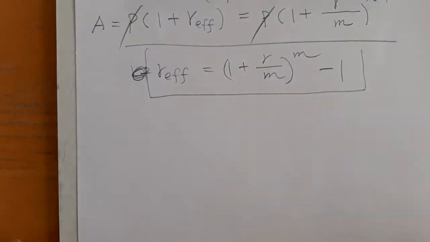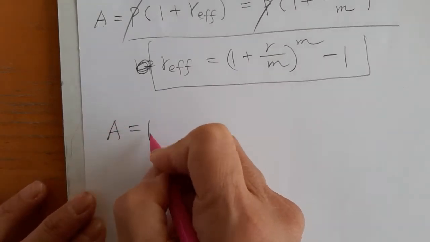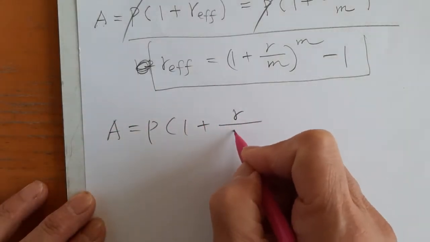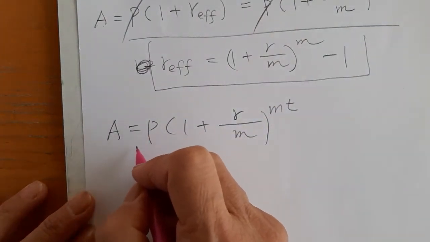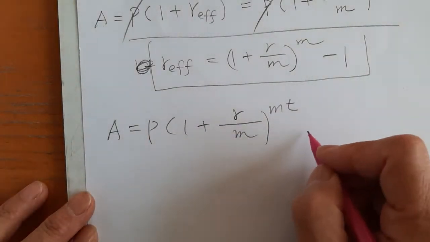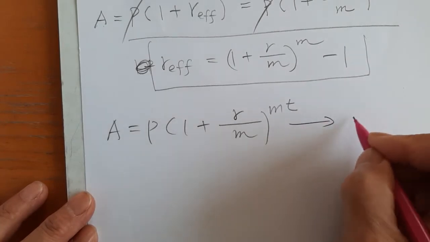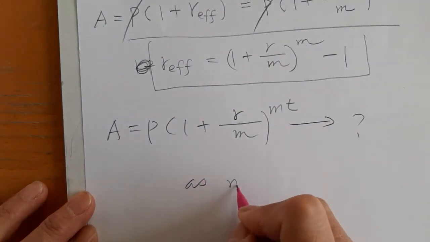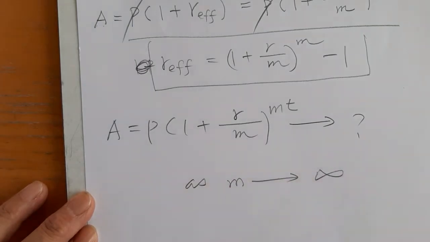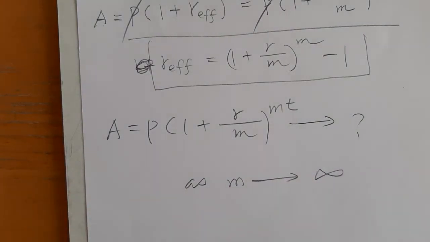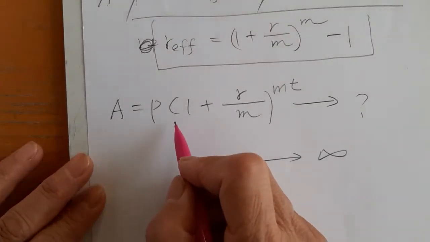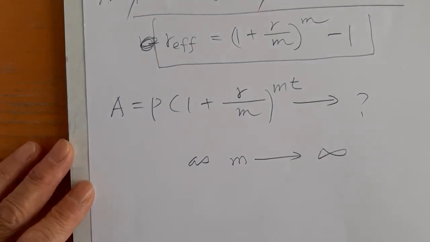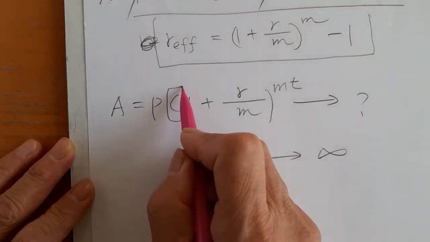So amount equals principal times 1 plus r over n to the power mt. When compounded continuously, this approaches what? As n approaches infinite, it becomes compounded continuously. Now what we are going to do is this part.